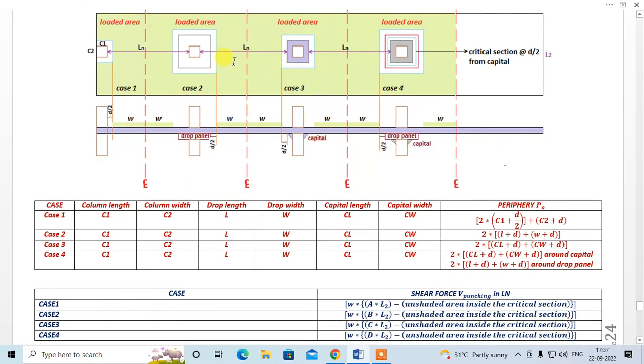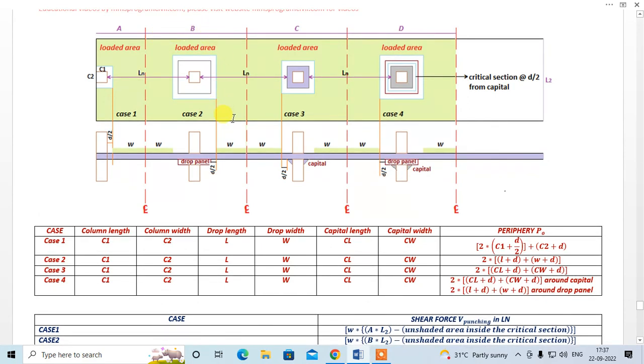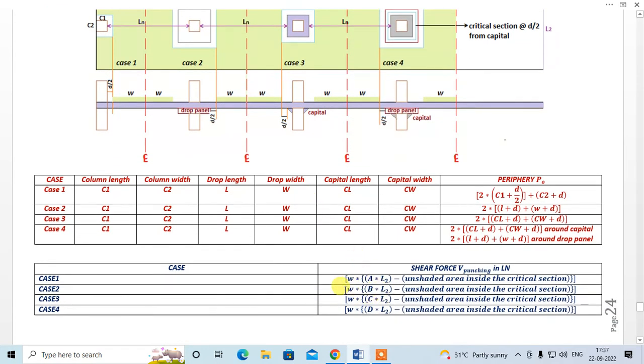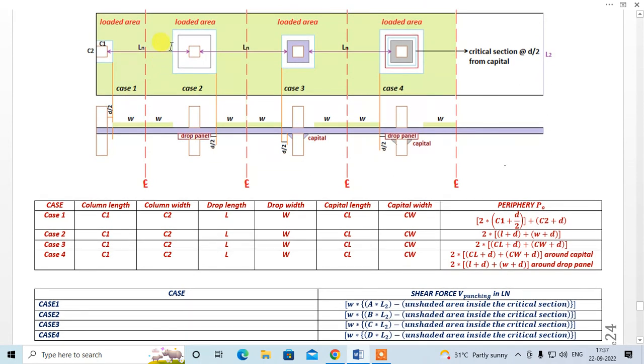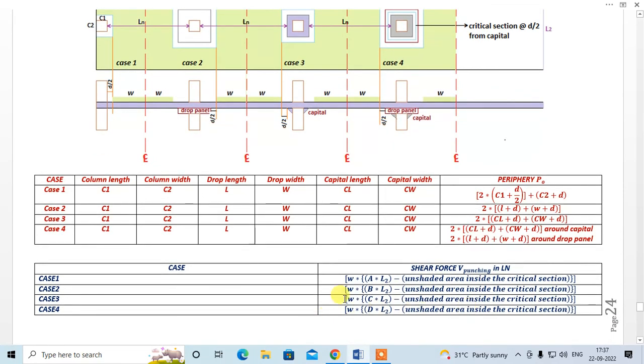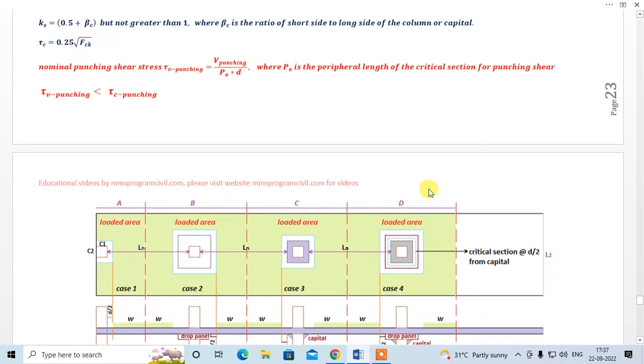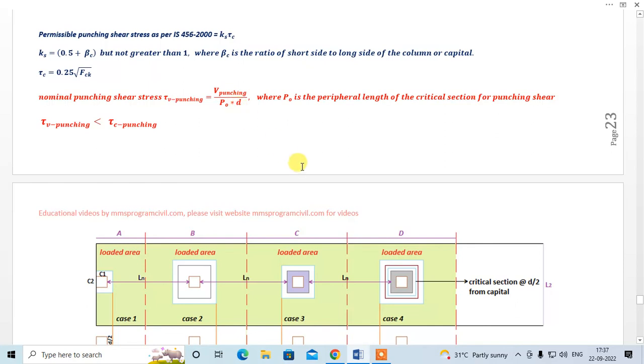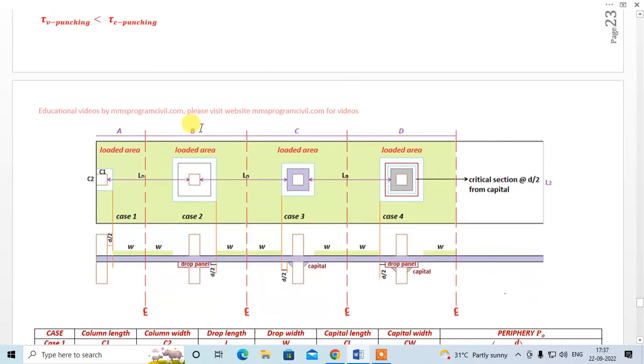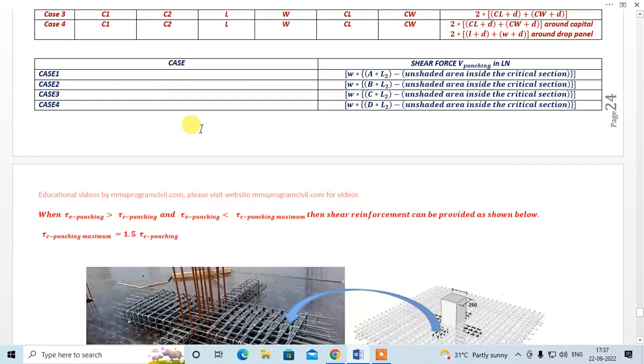For case 2, this is B into L2, into w, minus this area, the unshaded area inside the critical section. Similarly for case 3 and case 4, you can find the shear force. And this divided by the shear area will give you the nominal shear stress. So usually your tau v should be less than tau c.